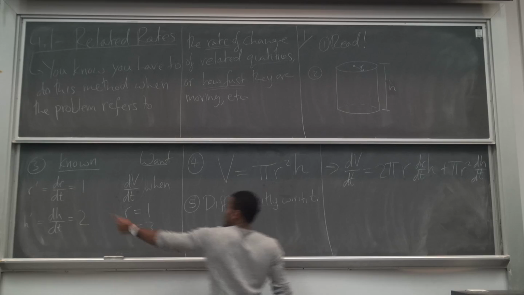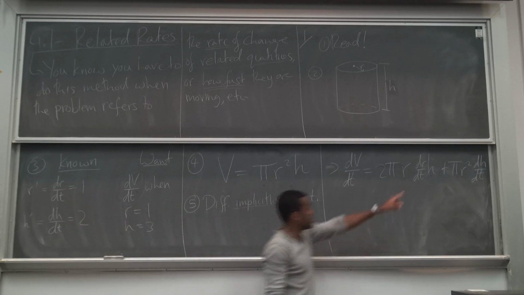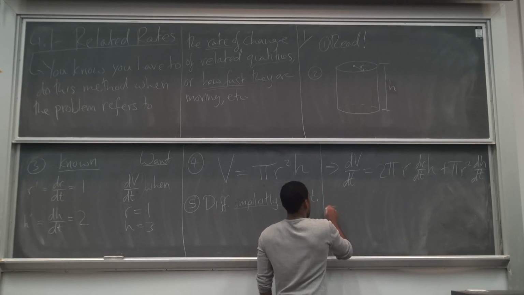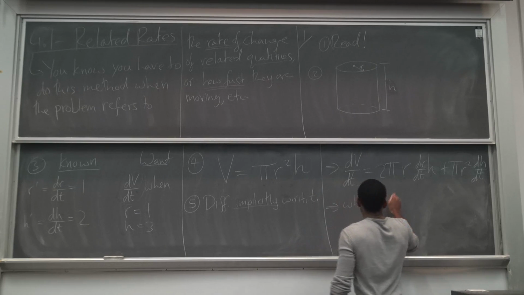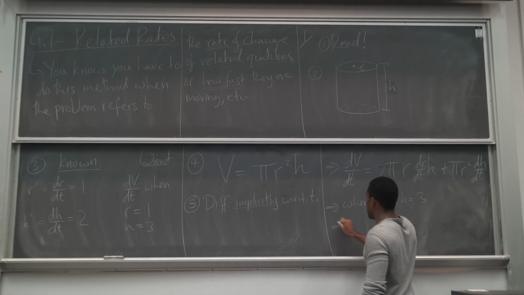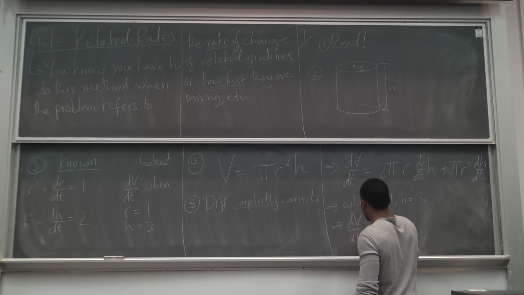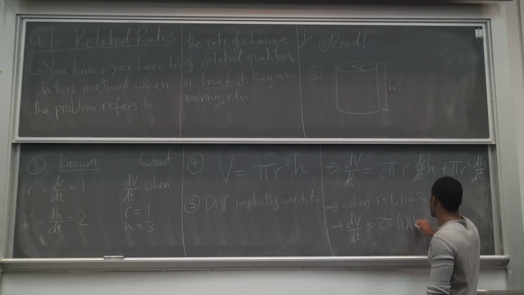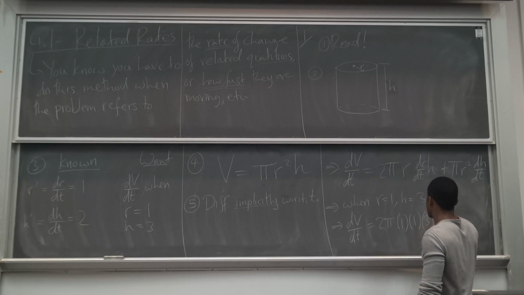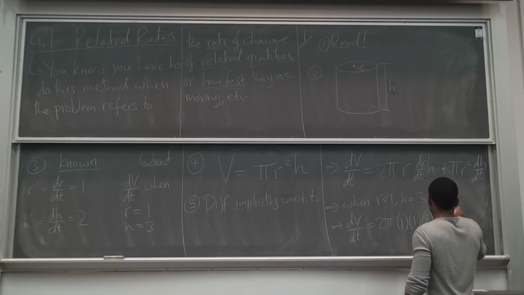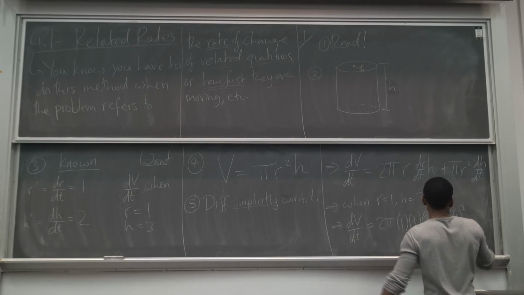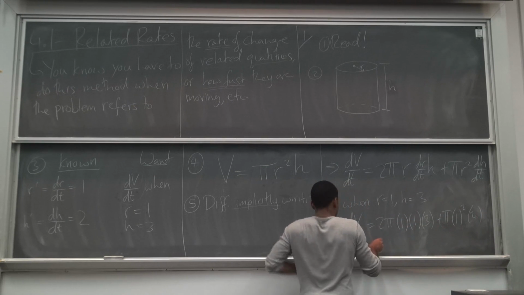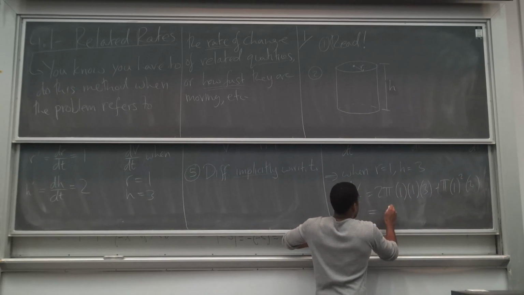What else do I know? I know what dr/dt is, and I know dh/dt. So I actually know this, and I know that. I know everything. Pi is a constant, it's just pi. So when r is 1 and h is 3, dV/dt is equal to 2 pi times 1 times dr/dt, which is 1, times h, which is 3, plus pi times 1 squared times dh/dt, which is 2. So that's basically 6 pi plus 2 pi, which means this is 8 pi.